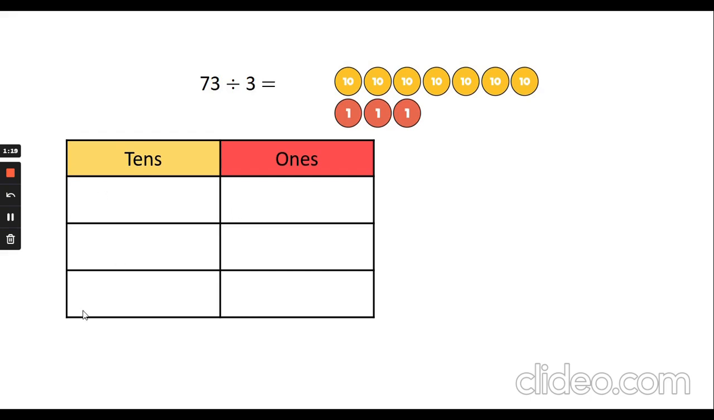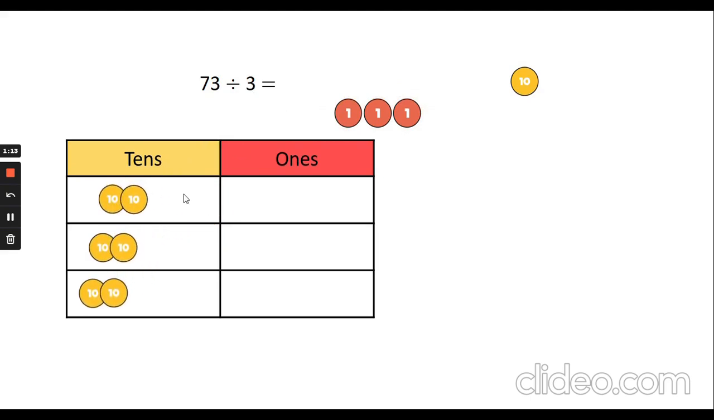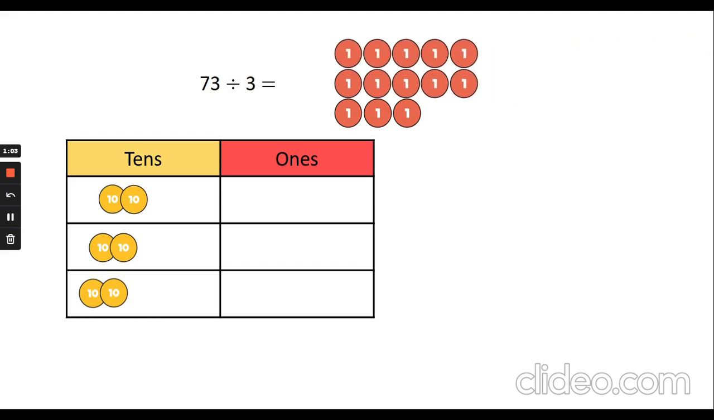I've got 3 rows because we are dividing by 3. Sharing those out, I can equally share 2 into each row. But then I have 1 left over. So we are going to exchange that for 10 ones counters. So now I have a total of 13 ones counters.